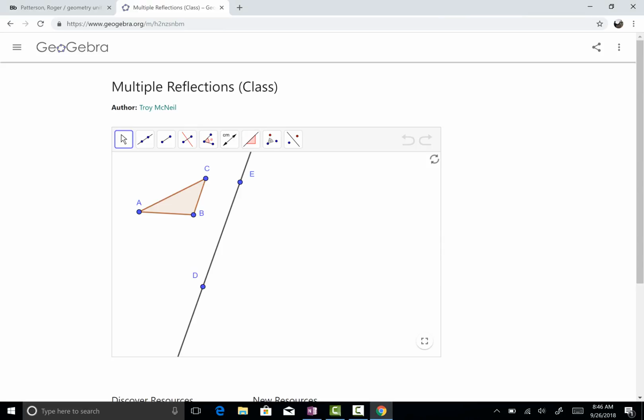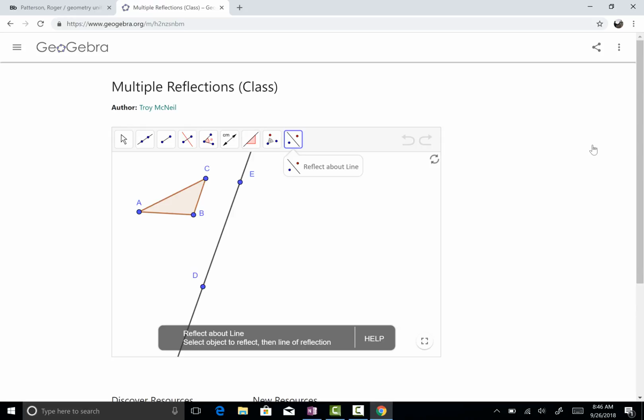Okay, so we're going to do a double reflection. So we have a triangle and we have a line. So let's do a reflection on that. Now Mr. McNeil created this one, so he's limited some of the menu options for us, made it a little easier. We can see that the very last one here is the one that does reflections. So what we're going to do is reflect the triangle over this line. So let's choose that.